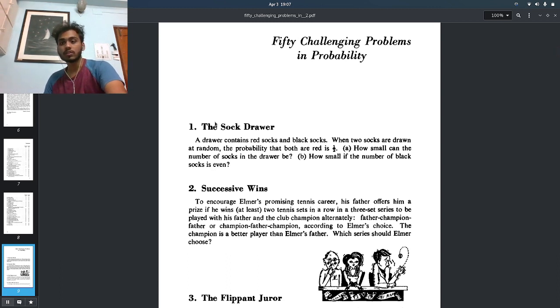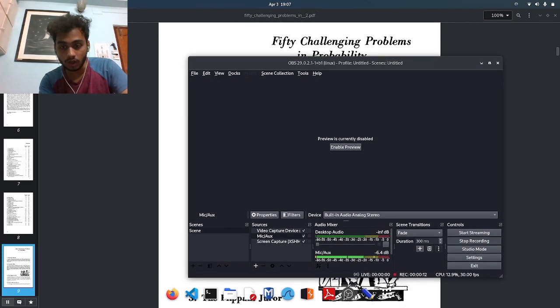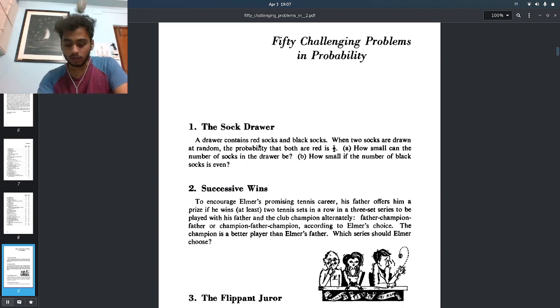Let me check for once if my audio is accessible. Yes, it seems fine, thanks.